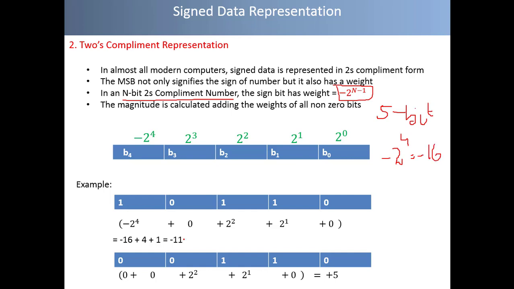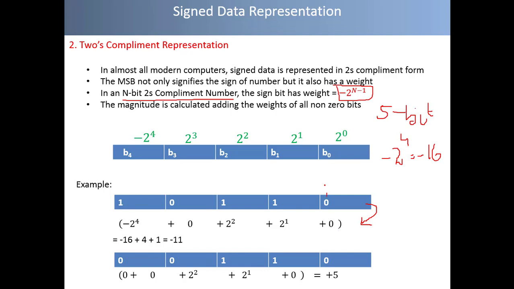Now let's take an example. We have the number 10110. It is a 5-bit number in 2's complement form, and our task is to convert this number into its equivalent decimal form. So how do we do it? First we assign the weights of all bits.